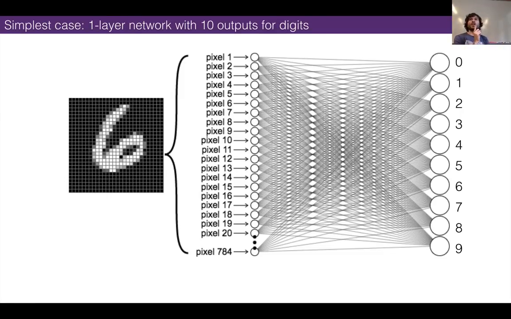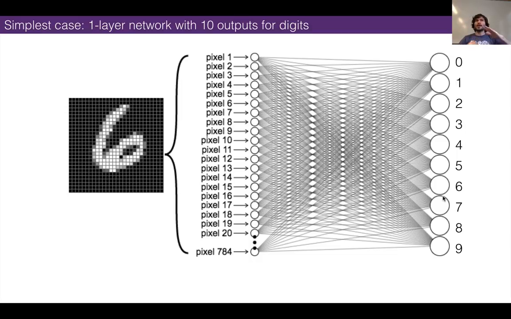This is a one-layer neural network. There's no middle layer. We go directly from pixels to 10 output neurons. Now, why are there 10 output neurons? Why isn't there just one? If there were just one, how do we interpret it? Let's suppose we had one neuron and that neuron was supposed to be the digit. That might seem appealing.